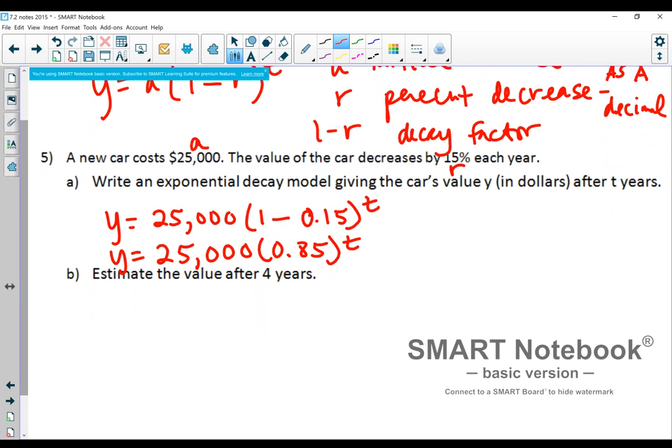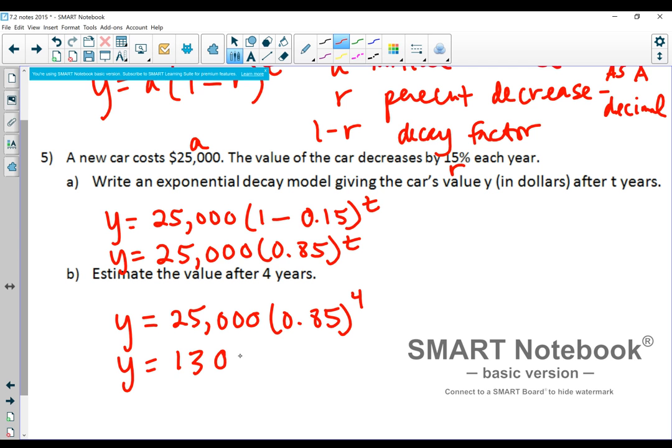And now we're going to use that model to find out the value of the car after 4 years. So I'm going to substitute 4 in for t. And then this is now calculator ready form. And when I plug this into my calculator, I want to make sure to keep 2 decimal places because we're dealing with money. So this is what I got on my calculator, $13,050.16.